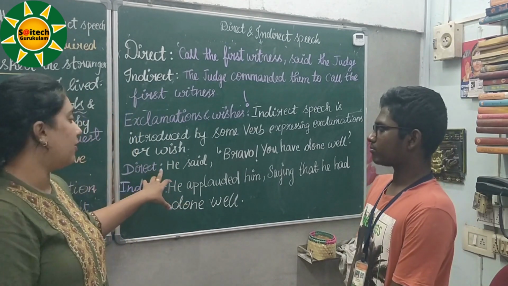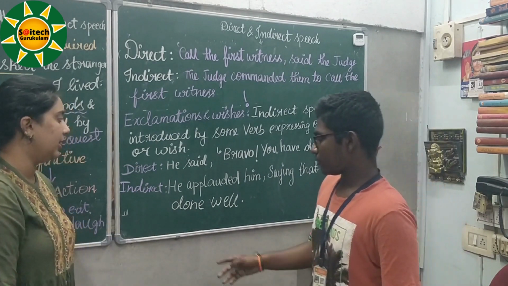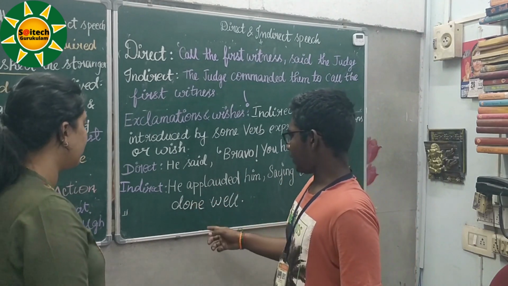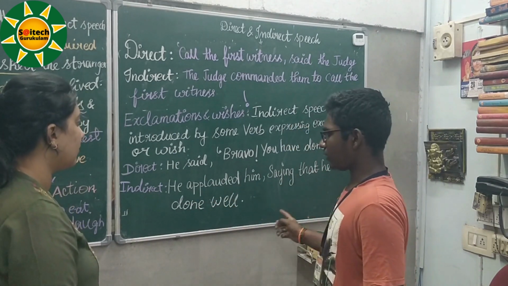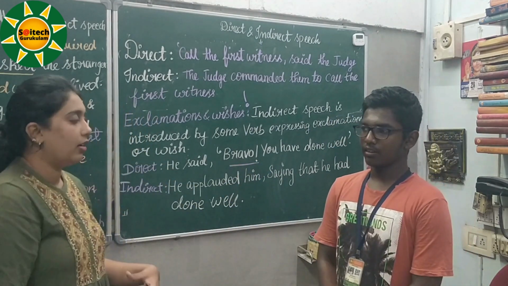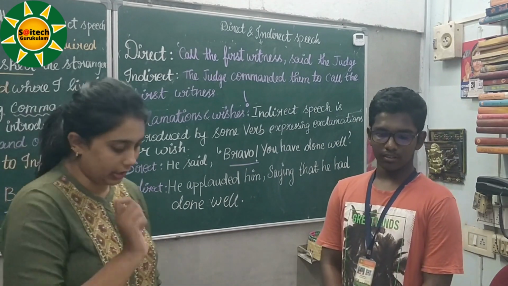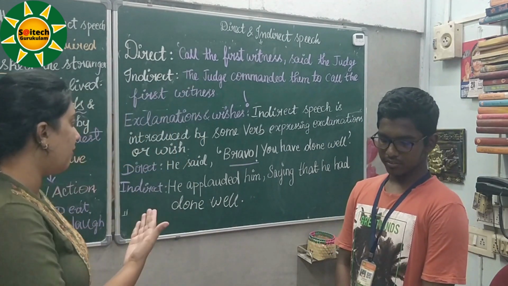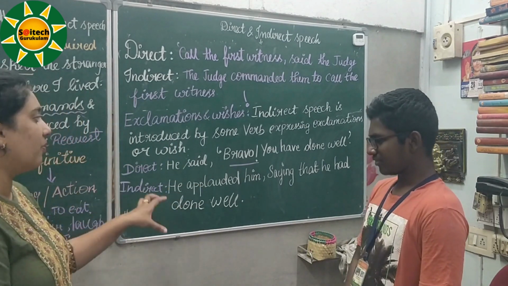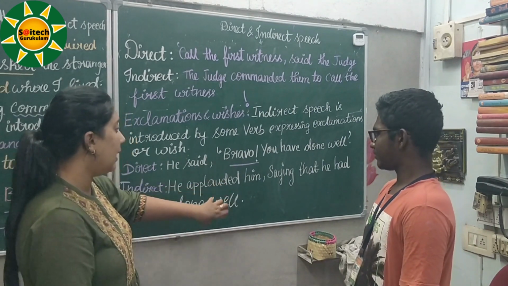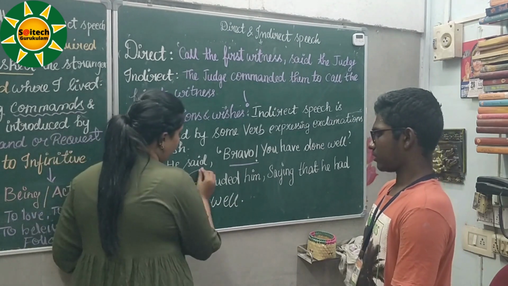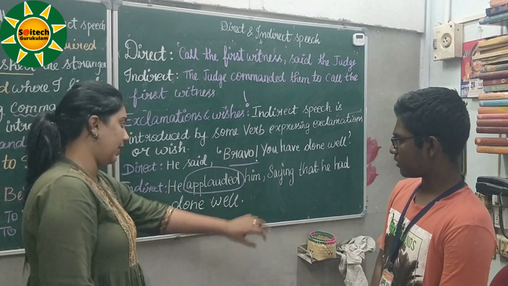Here we have an example. In direct: he said, bravo, you have done well. In indirect: he applauded him, saying that he had done well. Here, bravo is giving more emotion, not a normal one. In indirect speech, we change it into a verb expressing the exclamation or wish. So bravo is changed into applauded: he applauded him saying that he had done well.